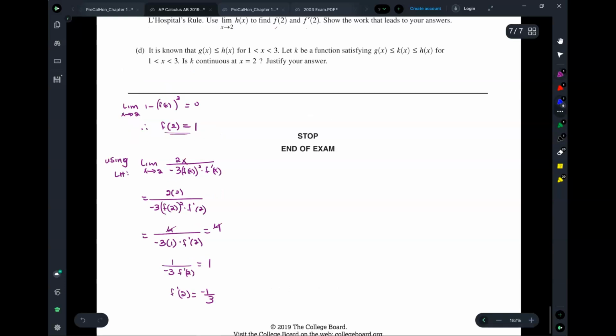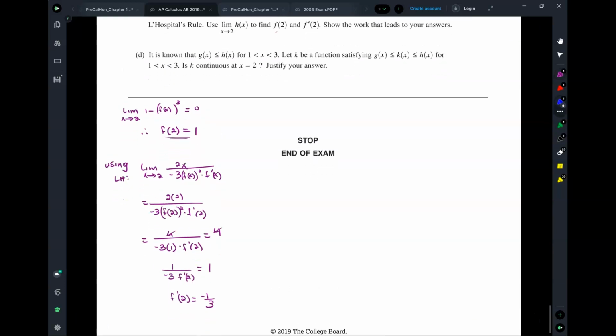Okay, so let me tell you how the points were distributed here. You get 1 point for finding this, 1 point for L'Hopital's rule, 1 point for saying that the L'Hopital's rule limit equals 4, and then 1 point for this. So that's 4 points.